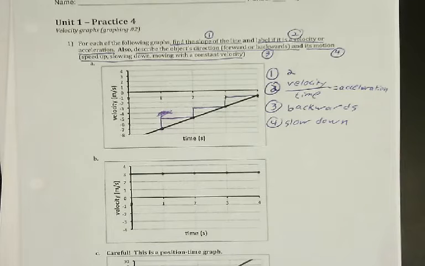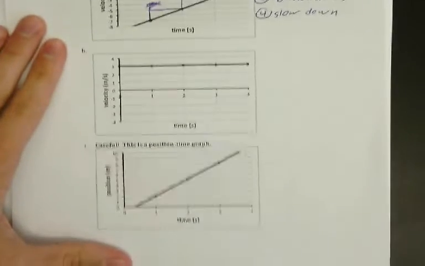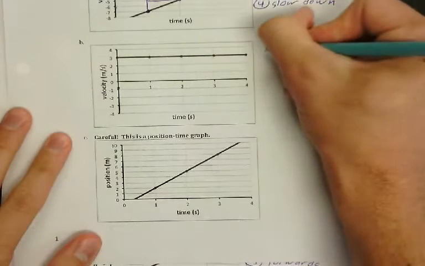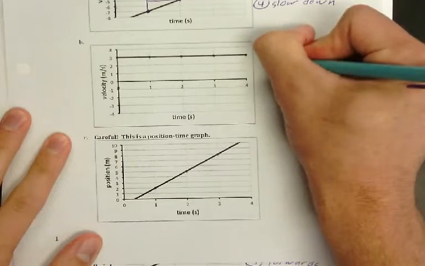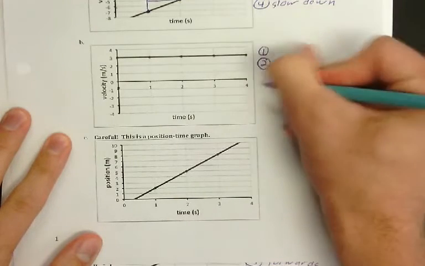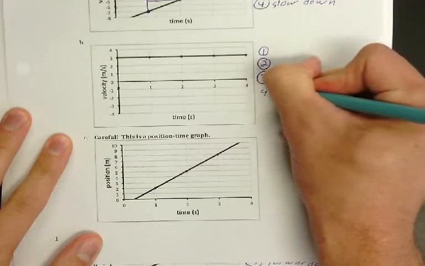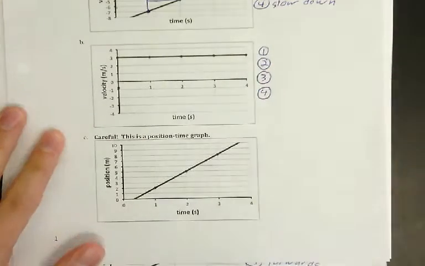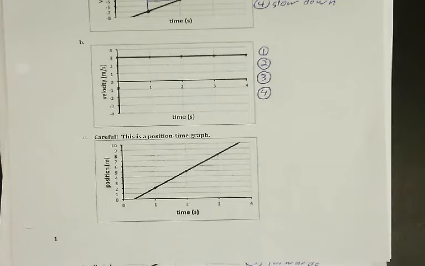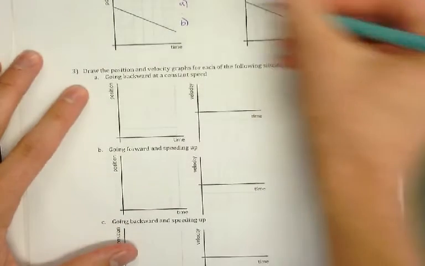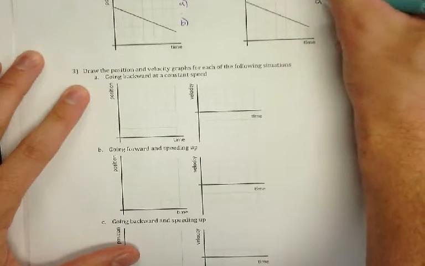Okay, I want y'all to try B and C. See what you can do with those. You're going to do the exact same thing. Step 1, find the slope. Step 2, tell me is the slope velocity or acceleration. Step 3, tell me is it going forwards or backwards. Step 4, tell me what is it doing. Is it speeding up, slowing down, or going with a constant speed? So I want you to tell me what direction it's going in, as well as what it's doing.